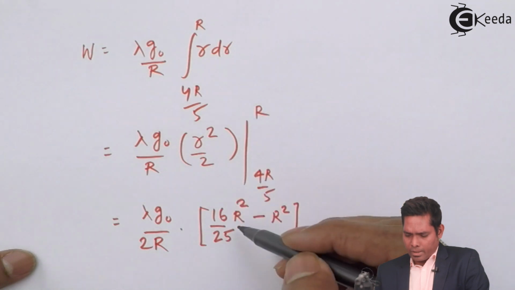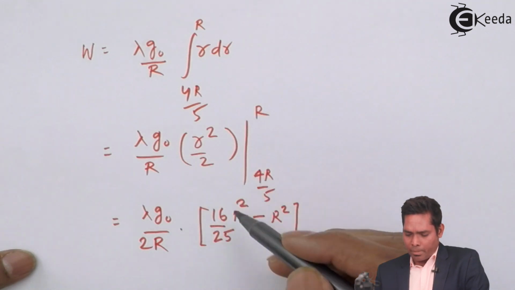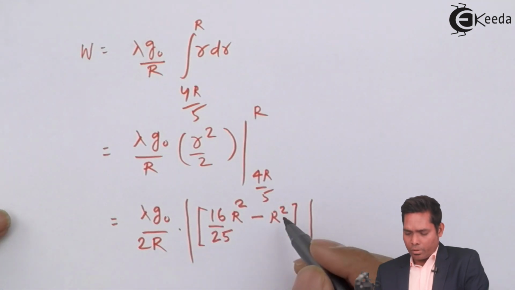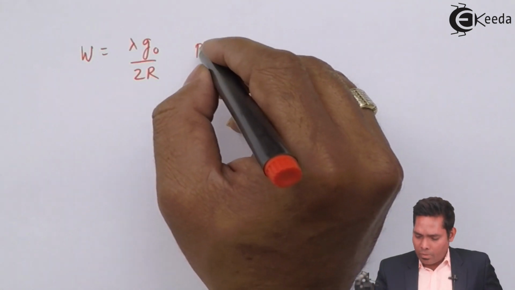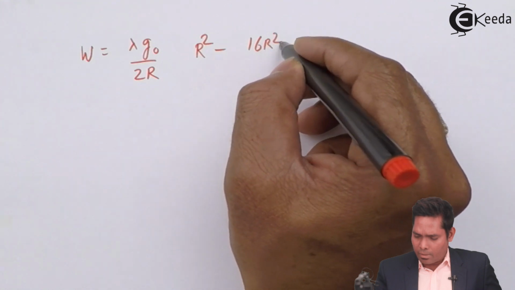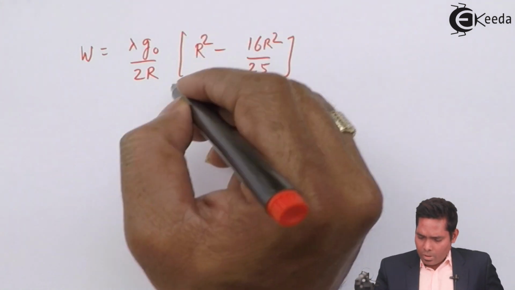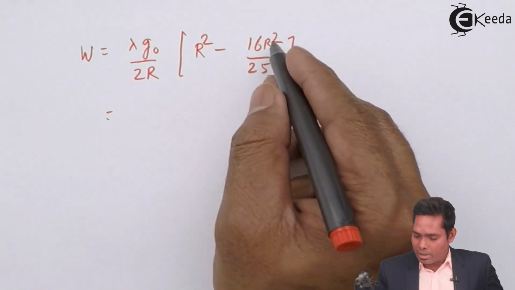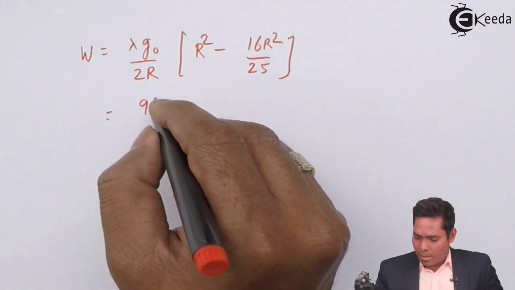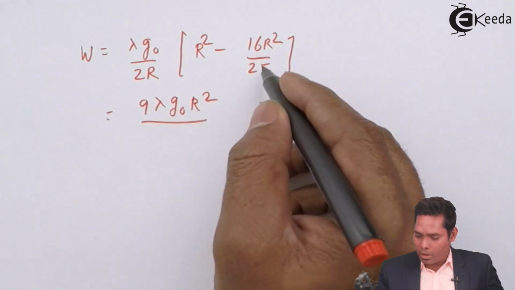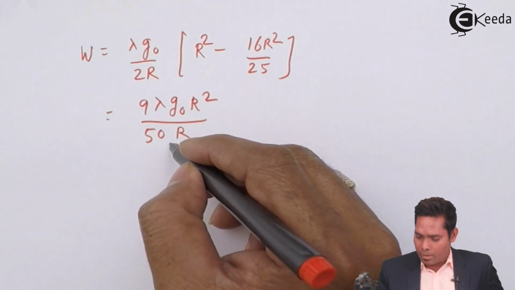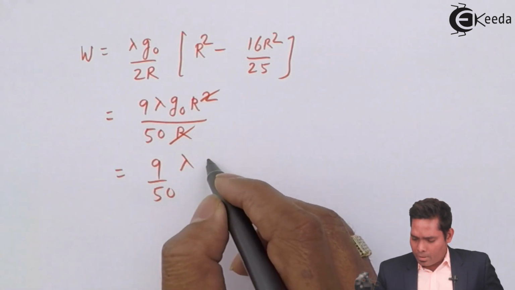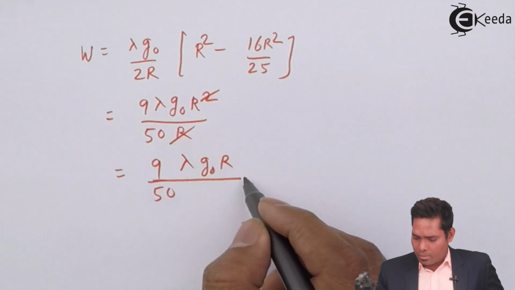This has to be this minus this, that is, upper limit minus lower limit. I have written the lower limit minus upper limit, so you take the mod of that. So you will get r square minus 16 r square divided by 25. If you take that, then this is 25 minus 16, that is 9. This is 9 r square divided by 25. So it is 9 lambda g naught r square divided by 25 into 2r, so it is 50 r. One r cancels. So that comes out to be 9 by 50 lambda g naught r. This is the weight.